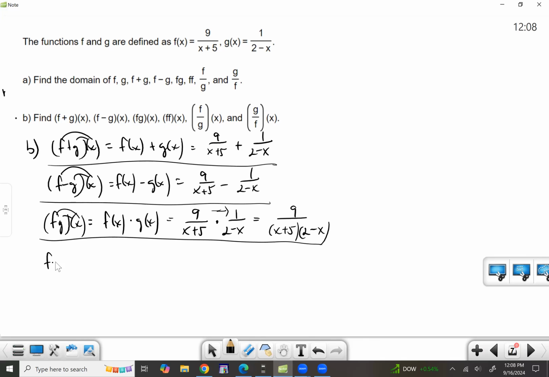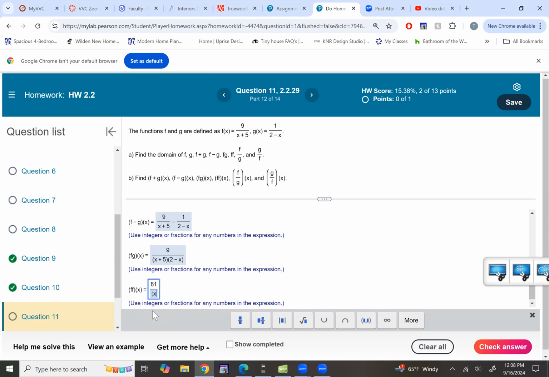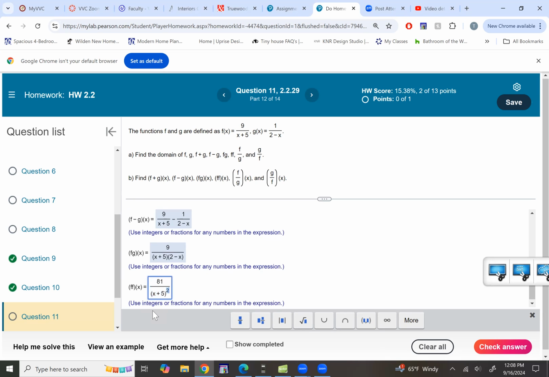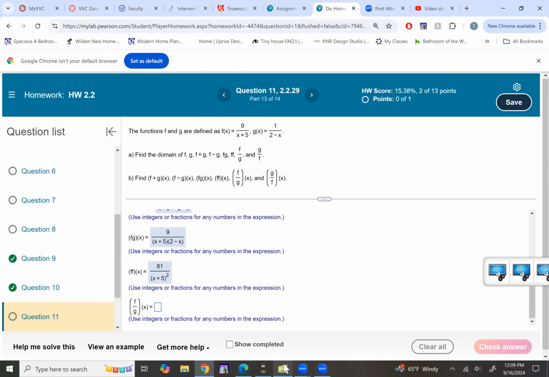All right, so now we got to take f with f. So f of x has to be multiplied again by f of x. So 9 over x plus 5 has to be multiplied by 9 over x plus 5. So 9 times 9 is 81. And x plus 5 times x plus 5 is x plus 5 quantity squared. So we're going to put an exponent of 2 on it. Cool, it took it. Sometimes you never know what my math lab is going to accept.